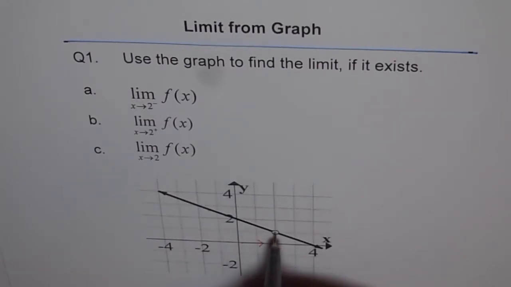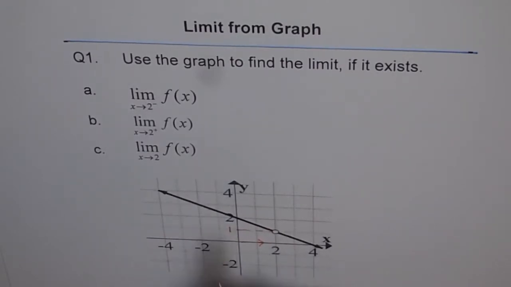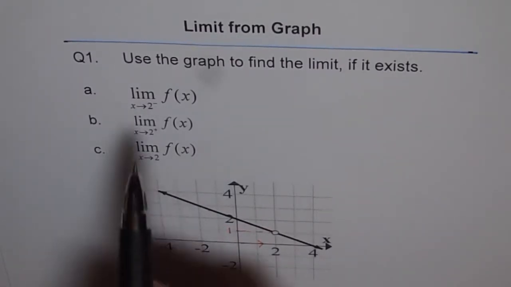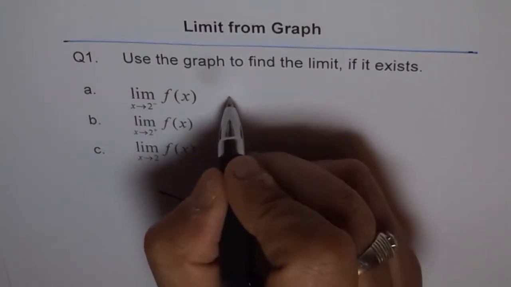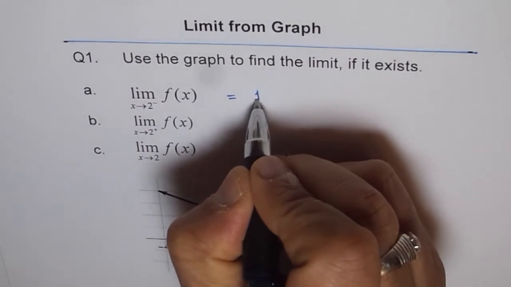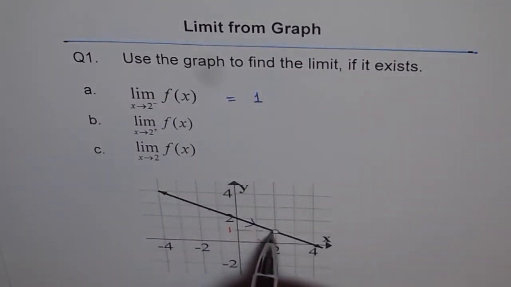So when you approach from this side and you're very close, limit means you're not there, but you're very close to that point, right? So when you're extremely close to that point, what value of y do you reach? You approach a value of y which is 1. Do you see that? So we get the limit of this function as it approaches 2 from the negative side is equal to 1, correct? So as you approach from here, you approach a value 1. Do you see? It is very close to 1.